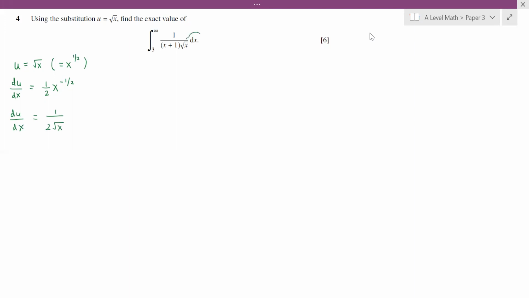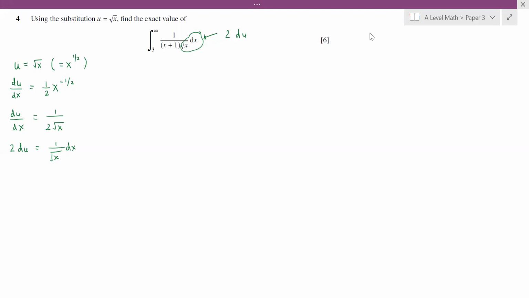Now let's look at this part here. You have 1 over square root of x dx. So we can multiply throughout by 2, or just rearrange this. You see that 2 du is 1 over square root of x dx, meaning that this part can be replaced with 2 du. Now, 1 over x plus 1.